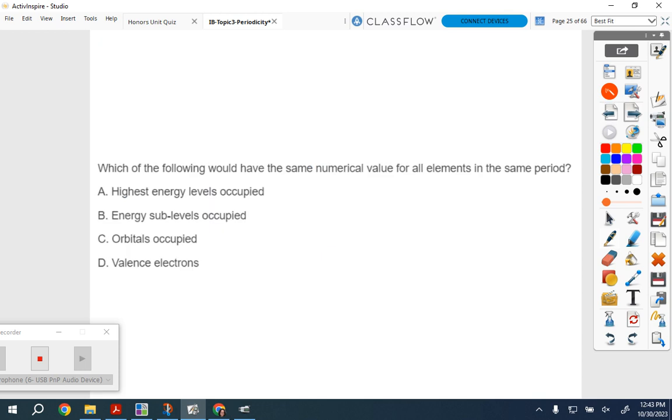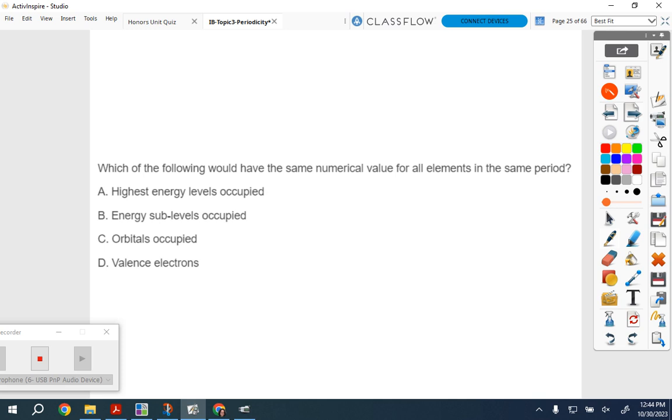Okay, so this is another question that you might get, another paper 1 style question. Which of the following would have the same numerical value for all elements in the same period? So everyone is in the same period. What is going to be the same for all of those? Answer choice A says highest energy levels occupied. Choice B says energy sublevels occupied. C says orbitals occupied. And D says valence electrons. So which of these is going to be true for elements in the same period?